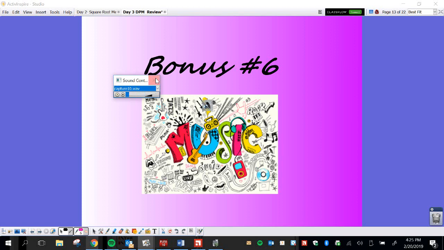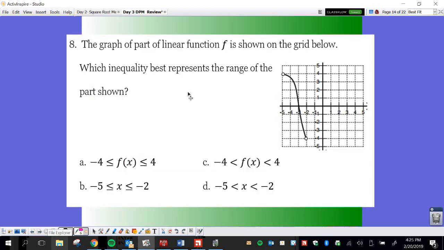All right. Next question. Number 8. The graph of part of linear function f is shown on the grid below. Which inequality best represents the range of the part shown?